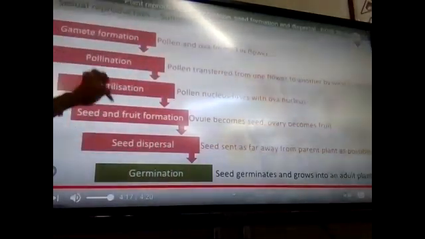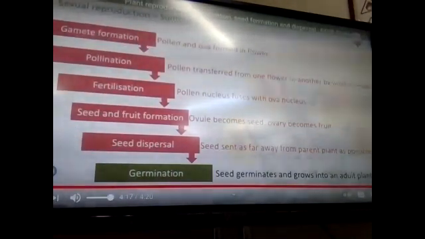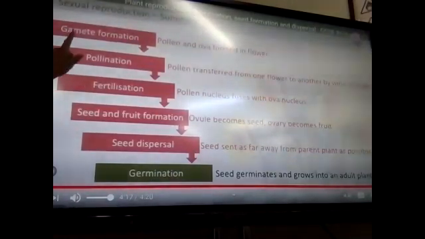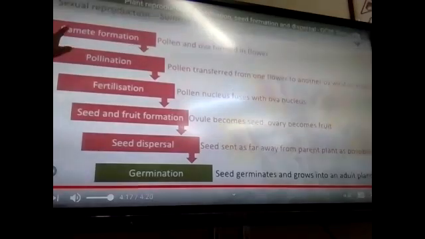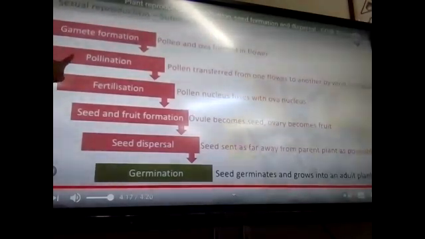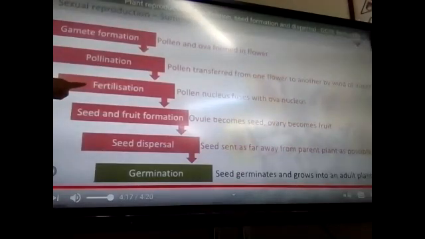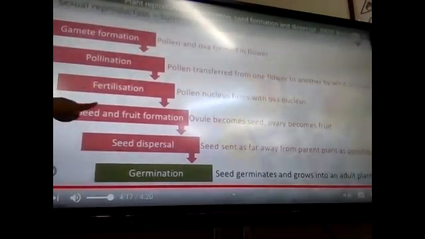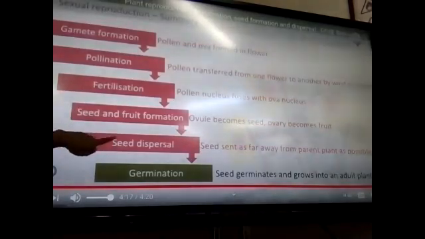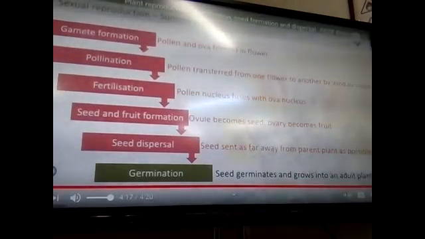Okay, so these 5 steps are already over. Is it clear? Any of them, do you have any doubt? No. Gamete formation, pollination, fertilization, seed and fruit formation, seed dispersal. Then the last step is germination. Okay, so that also we will see.